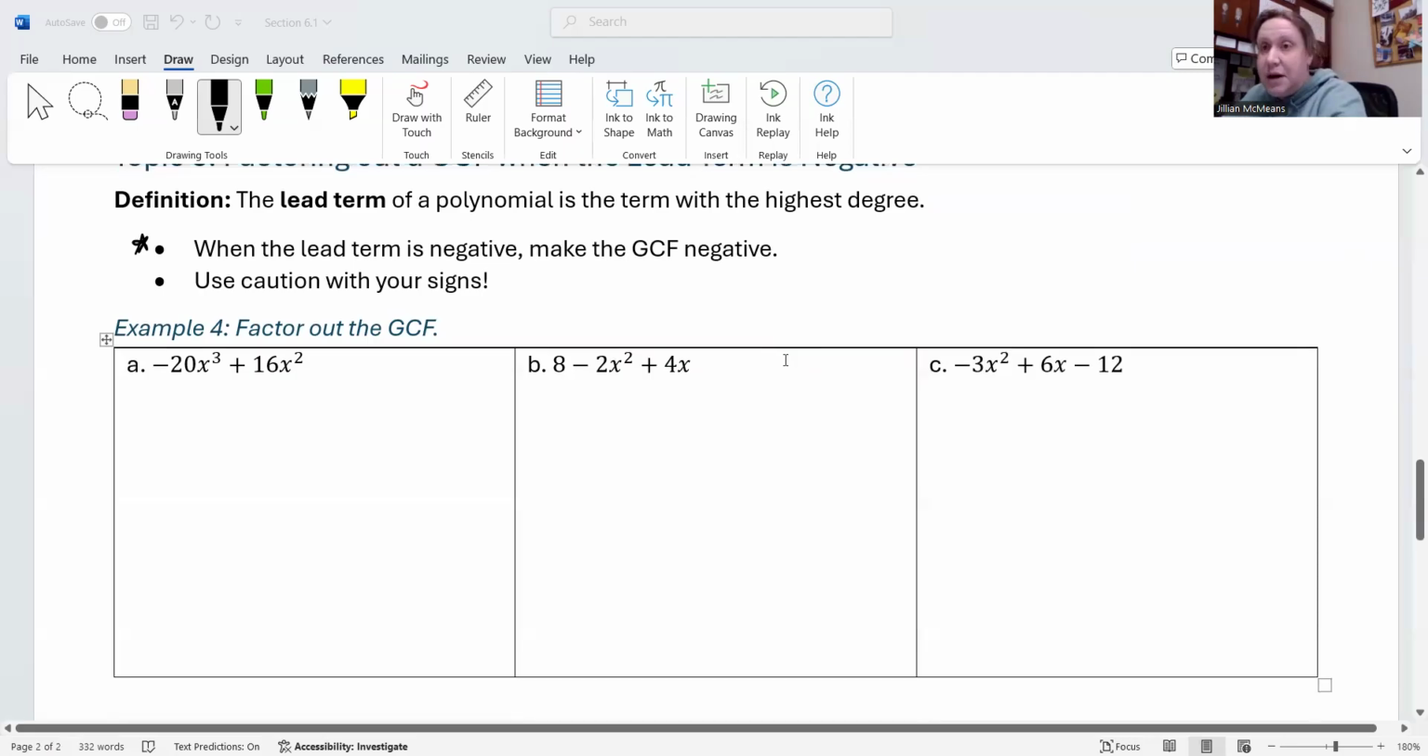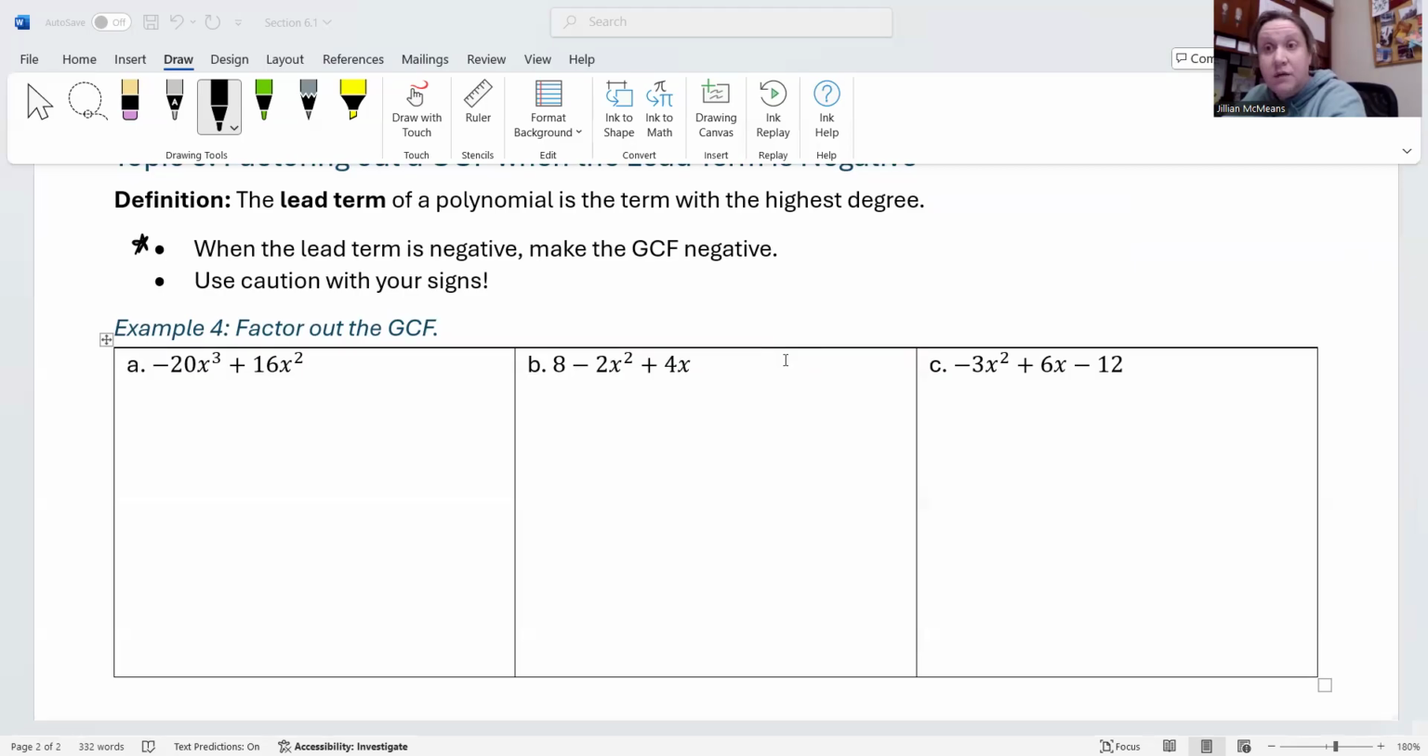All right, so let's look at example 4. Example 4 says factor out the GCF. So if we look at the first term, it has a degree of 3. The exponent on the variable term is 3. The second term, 16x squared, has a degree of 2. So the lead term is negative 20x to the third. Since the lead term is negative, we automatically want to make sure that our GCF is negative.